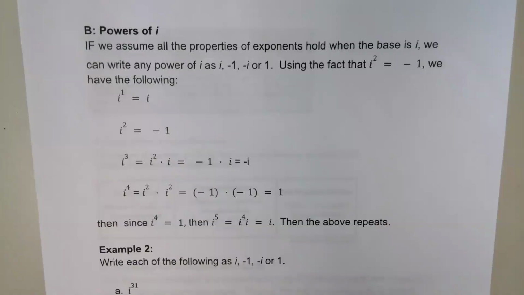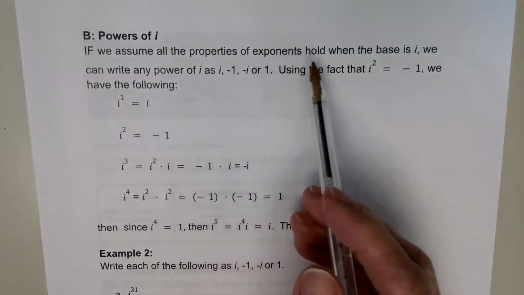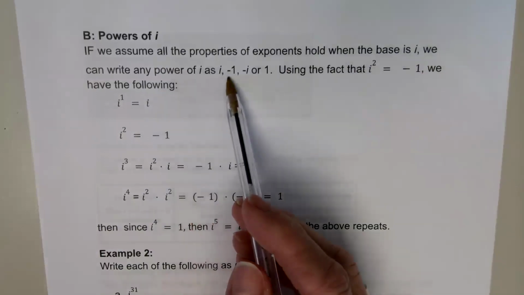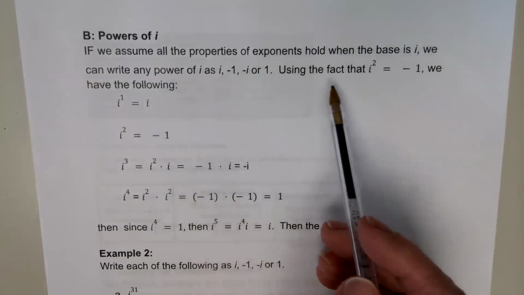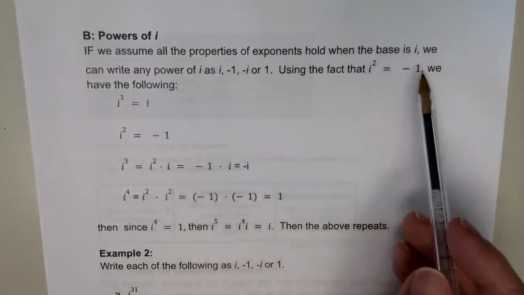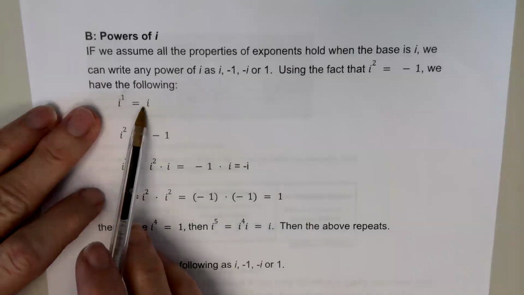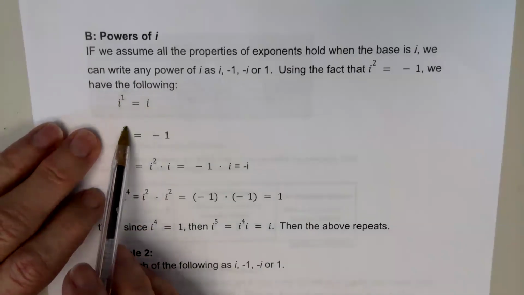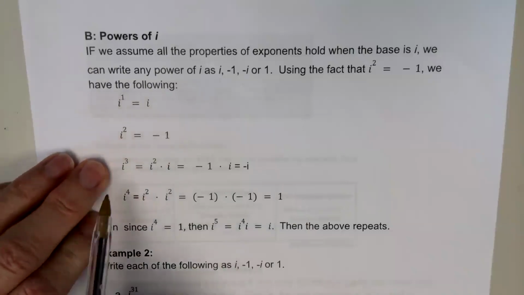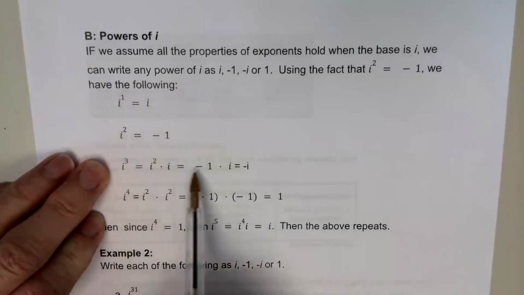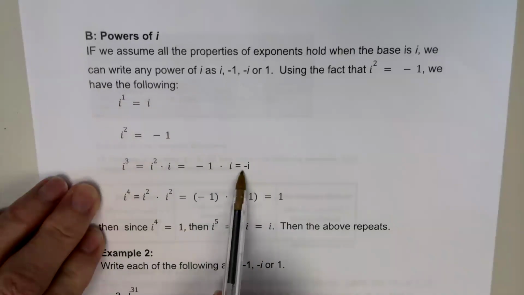Okay, let's look at the powers of i. So if we assume all the properties of exponents hold when the base is i, we can write any power of i as i, negative 1, negative i, or 1. Using the fact that i squared equals negative 1, we know these are the following. So i to the 1 is just i. i squared is negative 1. i cubed is i squared times i. We know that i squared is negative 1, times i is negative i.